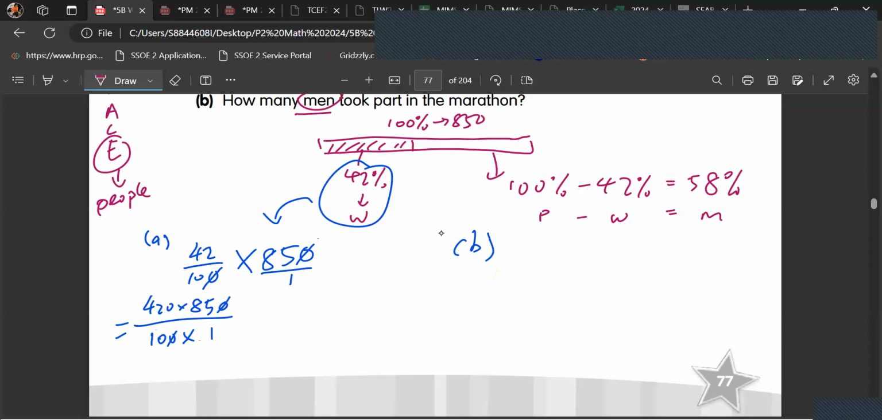Then after that, I divide by 5. So 10 divided by 5 is 2. 85 divided by 5 is 17. Because this is a multiply symbol, I can cross simplify. I simplify as much as I can. I can simplify here to 21, and this one becomes 1. So in the end you just get 21 times 17.